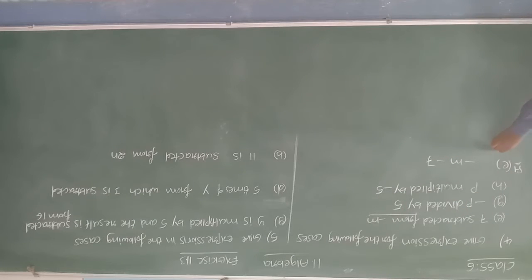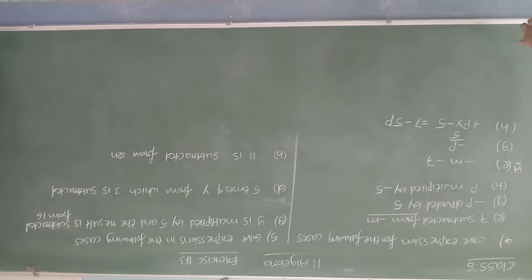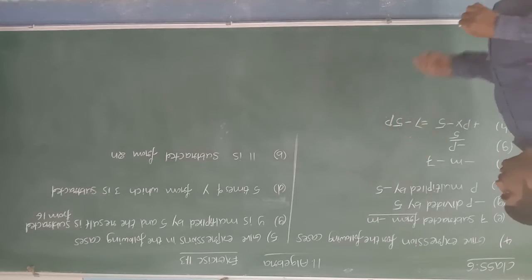And next you can see one more, g1. Minus p is divided by 5. Next you can see h1. P is multiplied by minus 5. And this we can write: here no symbol, plus into minus. Minus p into 5 we can write as minus 5p. P is multiplied by minus 5.